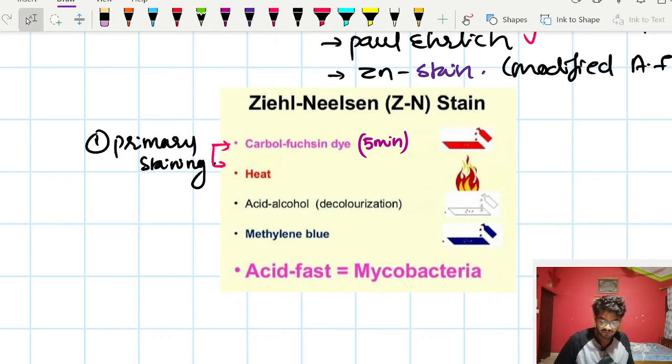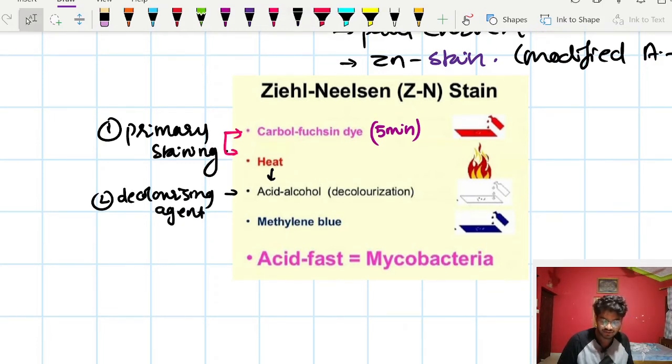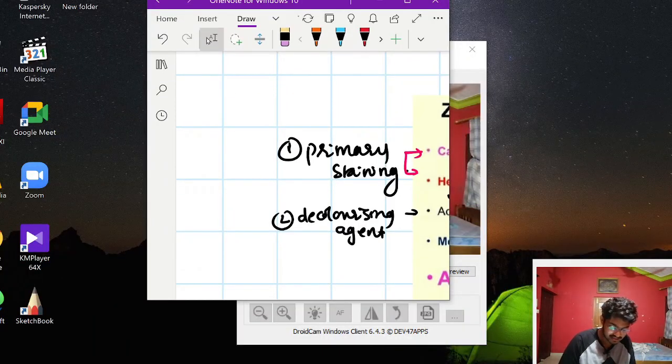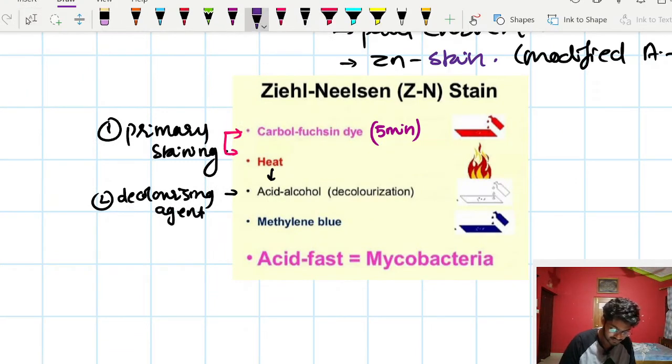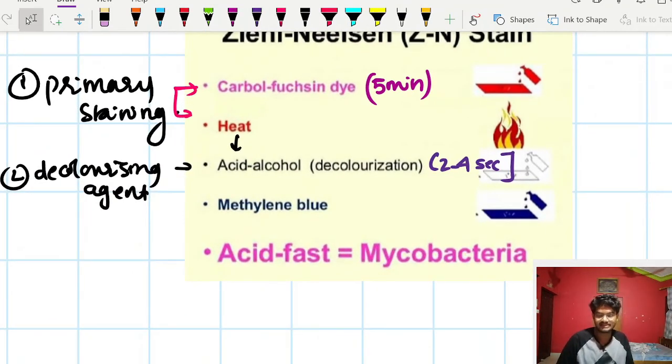After about 5 minutes of intermittent heating, we have to rinse it out. We wash it out, and then we apply the decolorizing agent. Here the decolorizing agent is acid alcohol, usually sulfuric acid. It is done only for about 2 to 4 seconds. When we add the decolorizing agent, immediately we have to rinse it out. So again we rinse under the tap water.